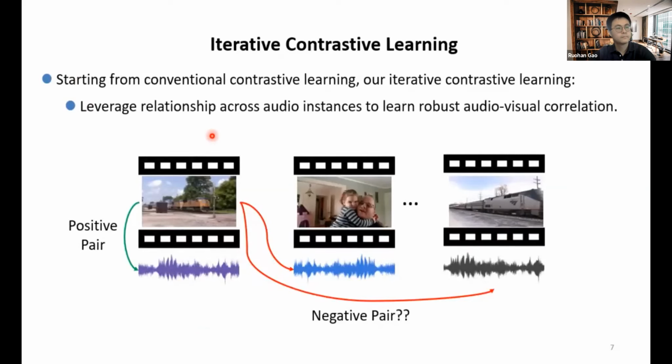And there is an issue with conventional contrastive learning. It assumes that image and sound from different video clips are all negative pairs. But in some cases, like when there are two trains in a batch, they should be positive pairs.